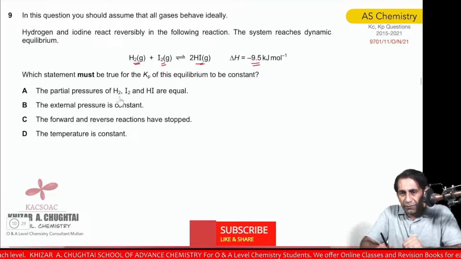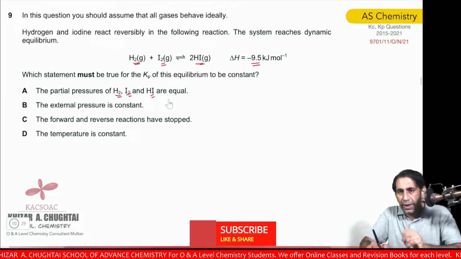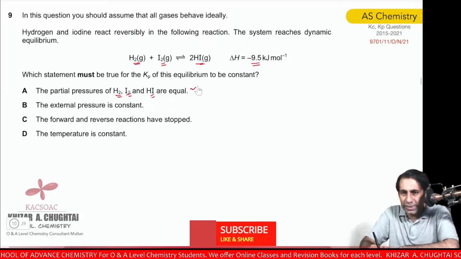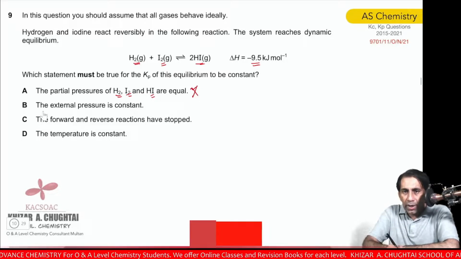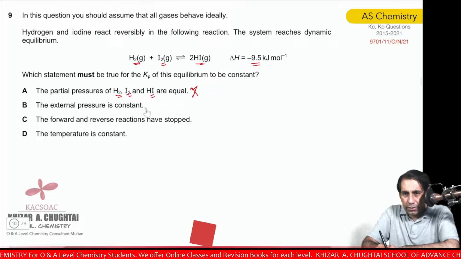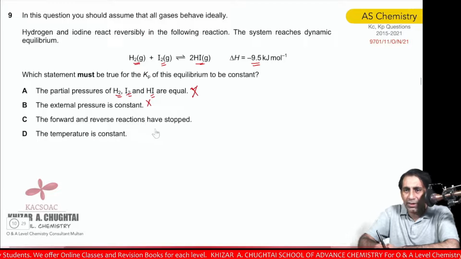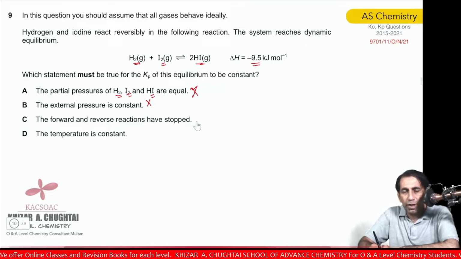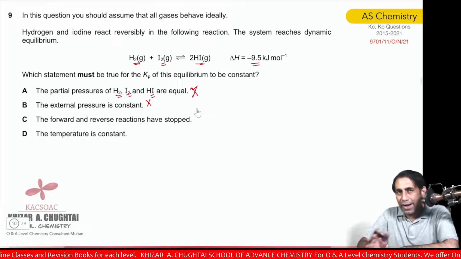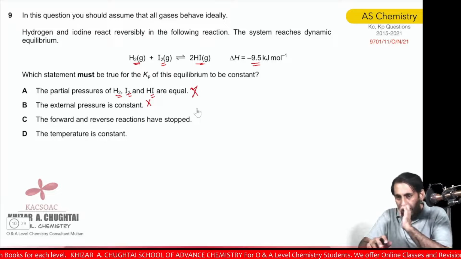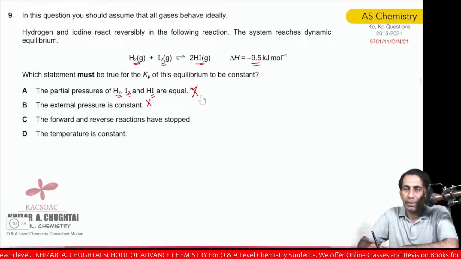The partial pressures of H2, I2 and HI are equal. They may be, they may not be, so this is not always true. External pressure is constant. Yes, it may be or it may not be, this is not always the case. The forward and reverse reactions have stopped. No, in dynamic equilibrium, the forward and reverse reactions never stop. The reactions remain in motion. That's why it is said to be dynamic equilibrium.